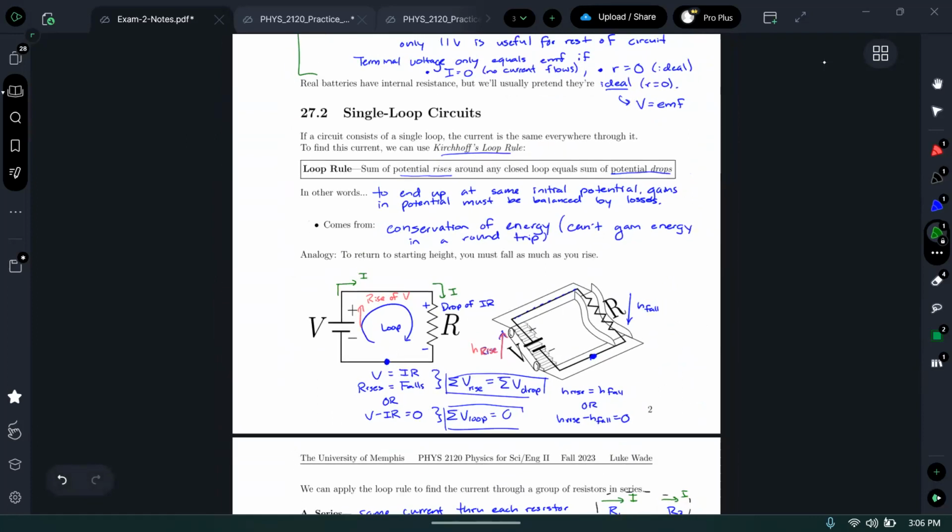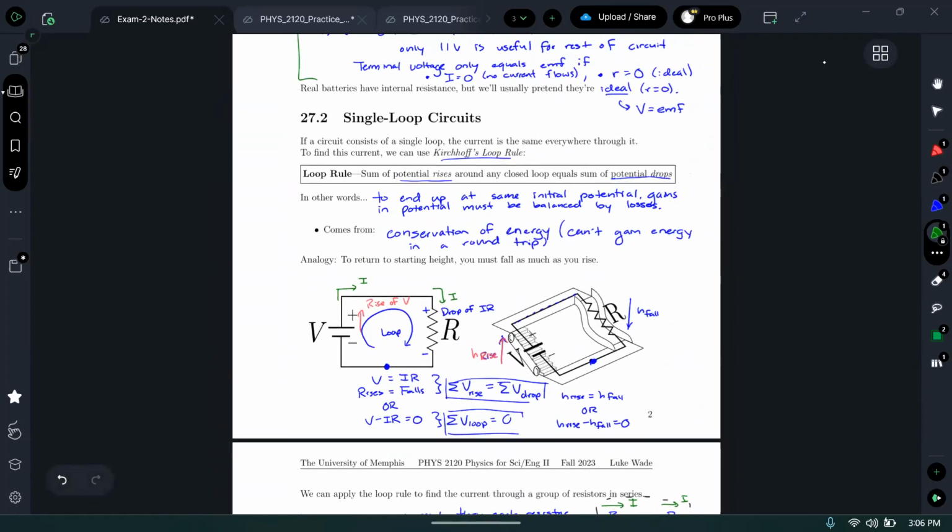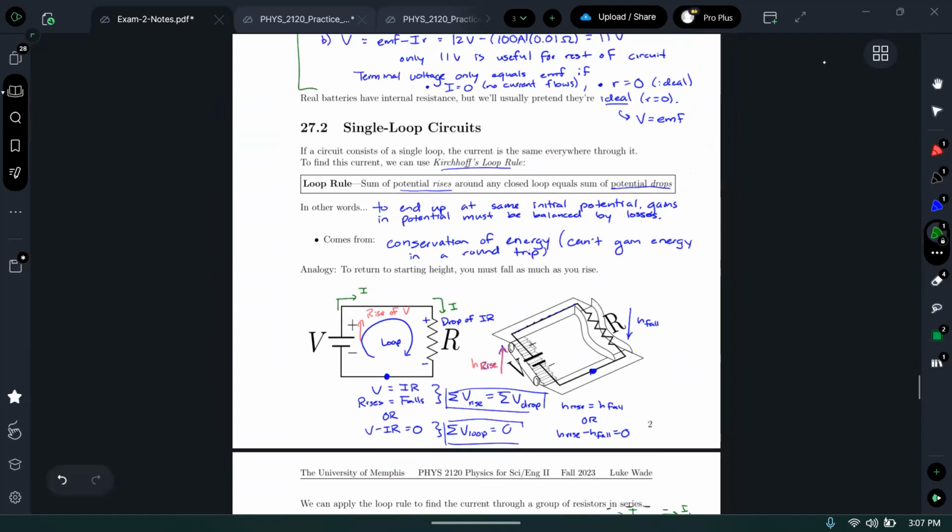And so those are the main things for EMF: internal resistance, what EMF is, and that it's not going to be the same as the potential difference you get across the battery's terminals.